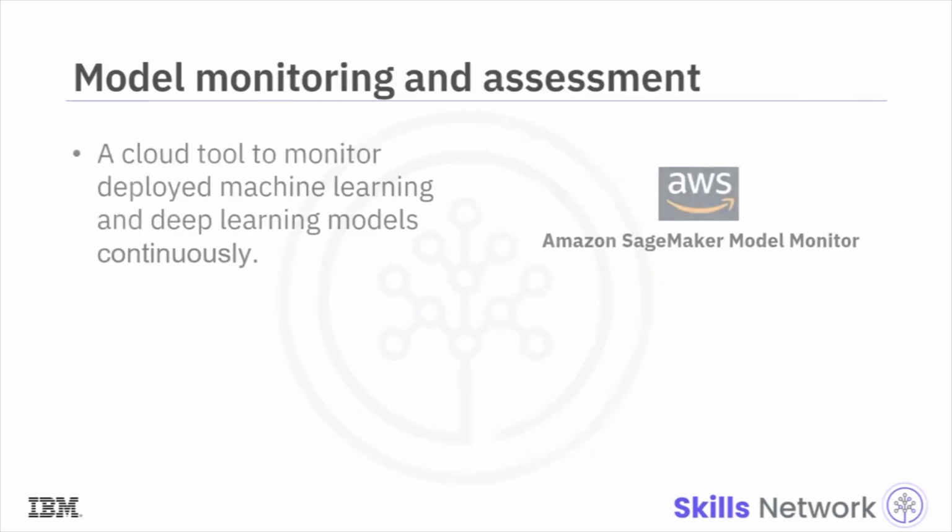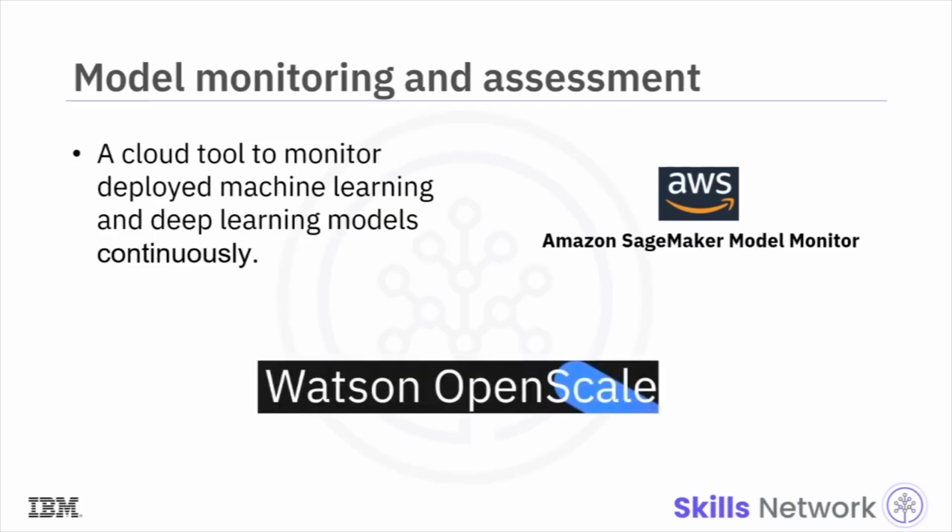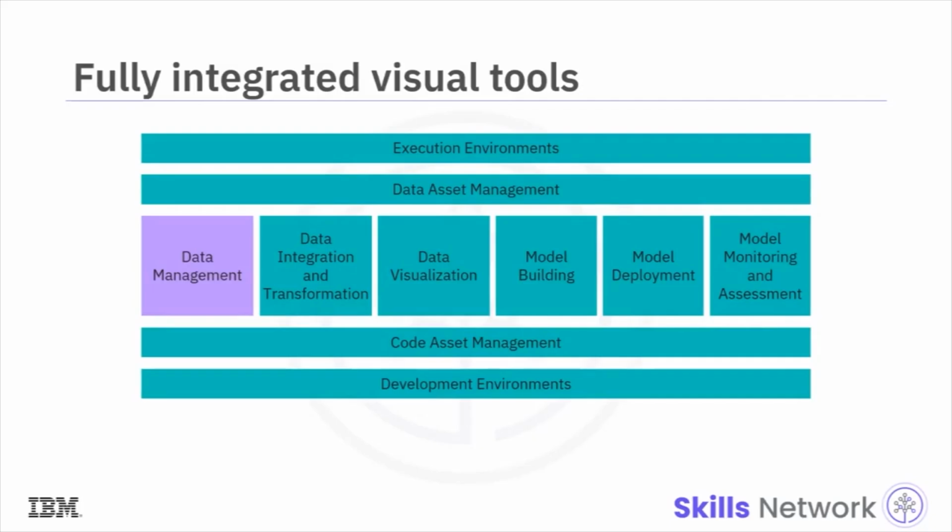Amazon SageMaker Model Monitor is an example of a cloud tool to monitor deployed machine learning and deep learning models continuously. Every major cloud provider has similar tooling. Another tool for model monitoring is Watson OpenScale. Everything marked in green can be done using Watson Studio and OpenScale.